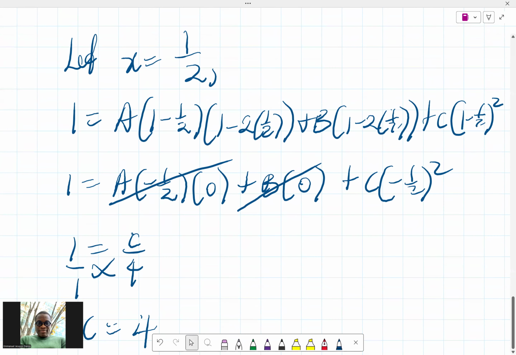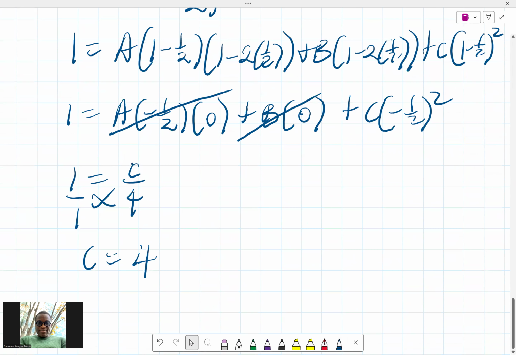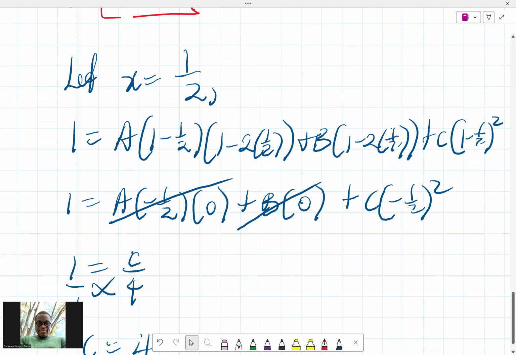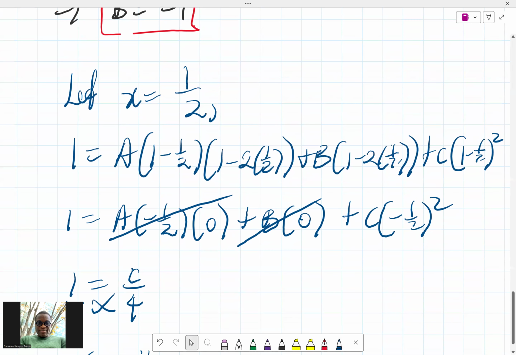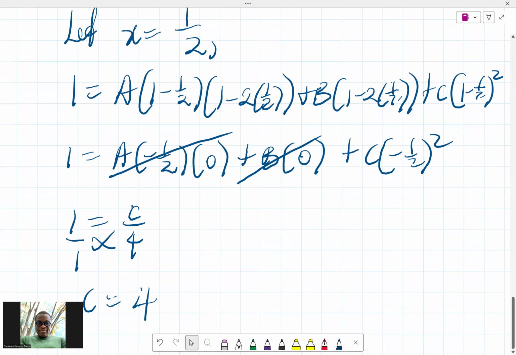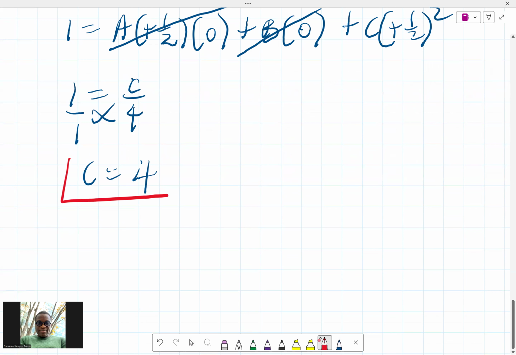Does that work? 1 minus half, right? Yeah, that's it. I'm sure that is correct. Even though this is plus and this is also plus, that doesn't change the fact that it is 1 over 4. So it's positive. Okay, so that works. So c is equal to 4. So we have our c sorted now.